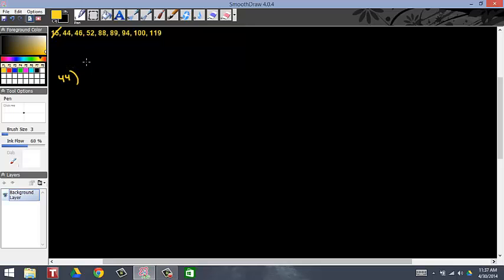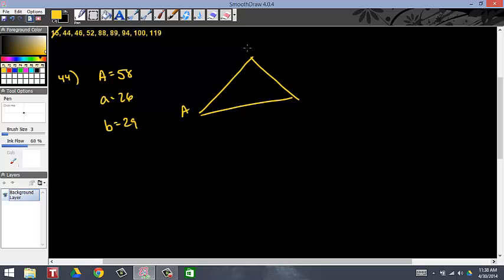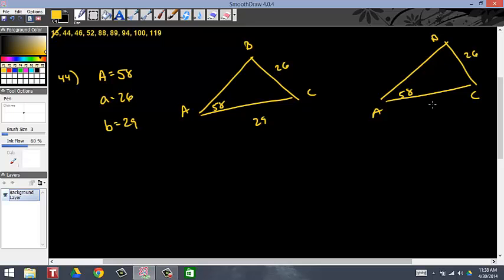Using the law of sines, determine the number of solutions. So A equals 58 degrees, a equals 26, b equals 29. Because we are given an angle and side, how many possible triangles are we going to have for the law of sines? 2 possible triangles, so let's draw both of them. If I call this A, B, and C, this is 58, 26, 29. Let's go ahead and draw the other one too. A, B, C. This is 58, 26, and 29.